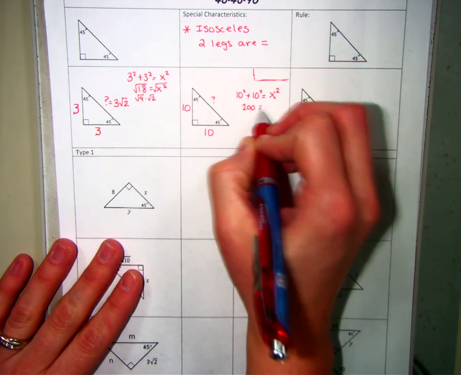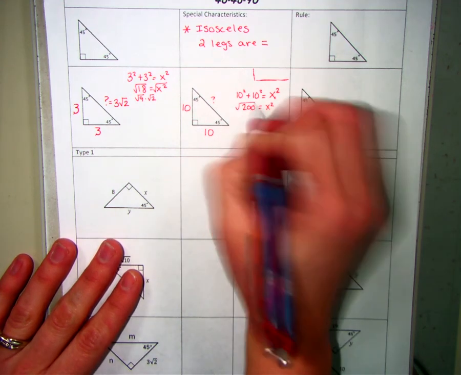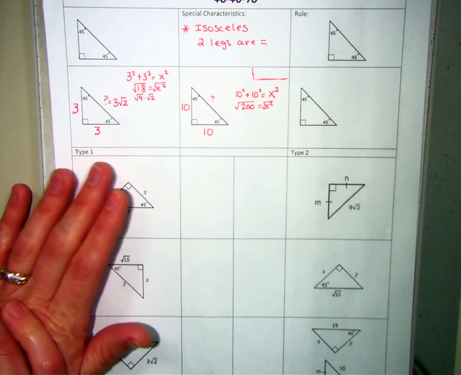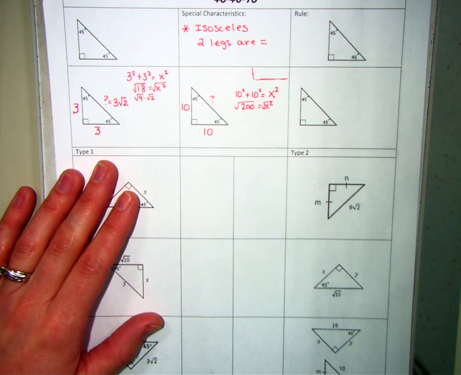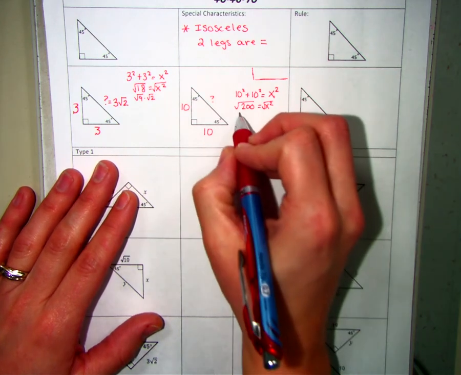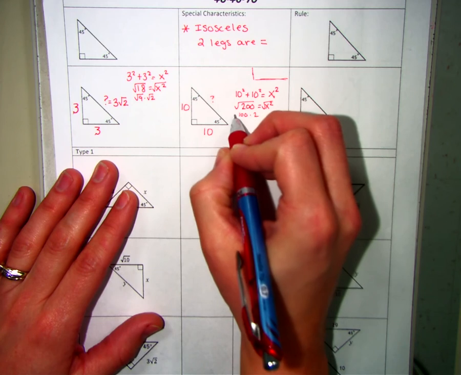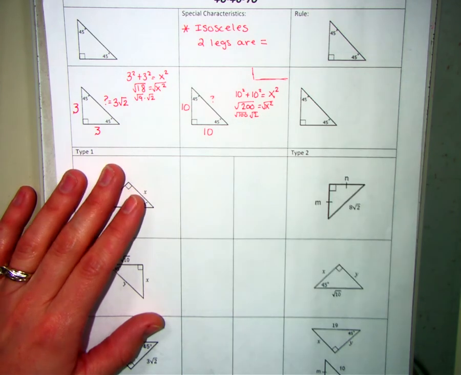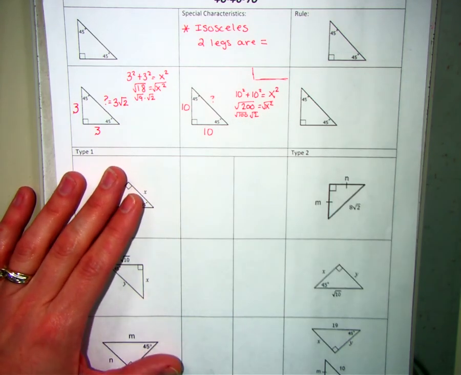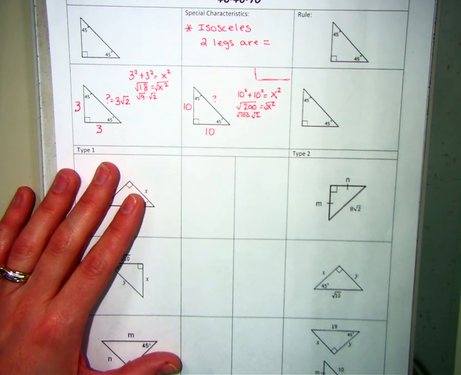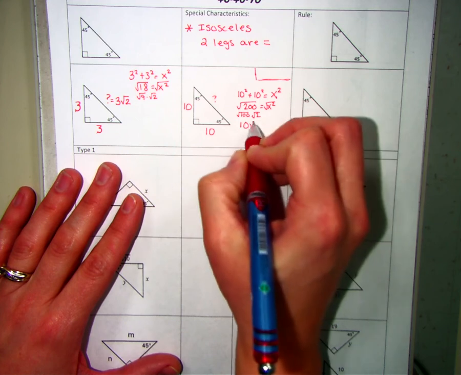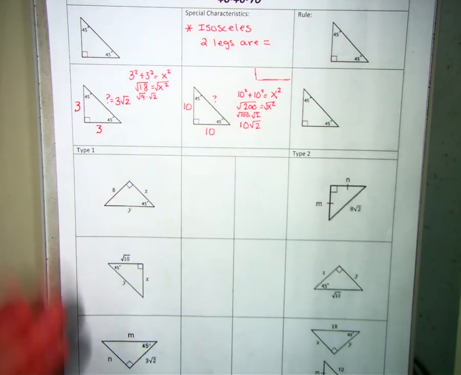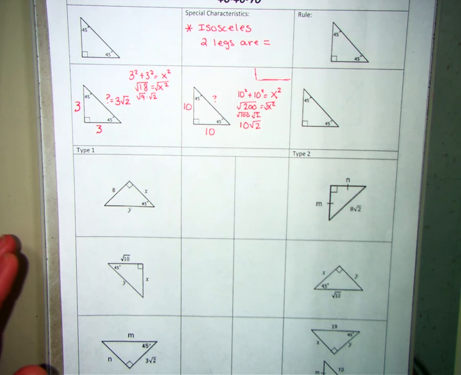When you square root 200, what's the perfect square inside of 200? 100's in there, right? So it's 100 times 2. So the square root of 100 is 10. Radical 2. Did you guess that? Yeah. Okay, so this time, let's not work it out, because we're going to do the same kind of problem.